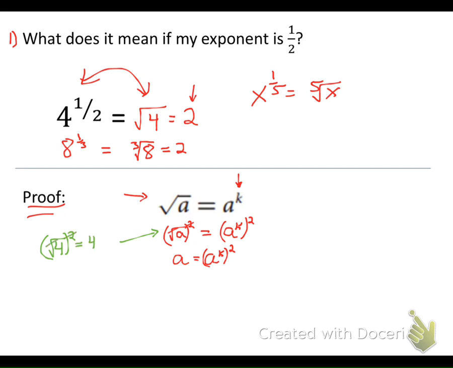Basically, those are inverse operations. They undo each other. That's why the square root of a squared just gives us a. So this was a little aside work in case you didn't believe me on that step. And so let's come back to our main proof over here.